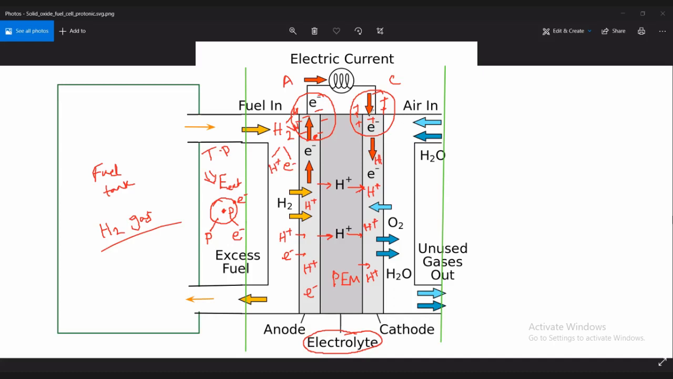So to balance the charged condition, that is, to reach an equilibrium condition, the negatively charged free electron tries to go to the cathode side to get the equilibrium condition.